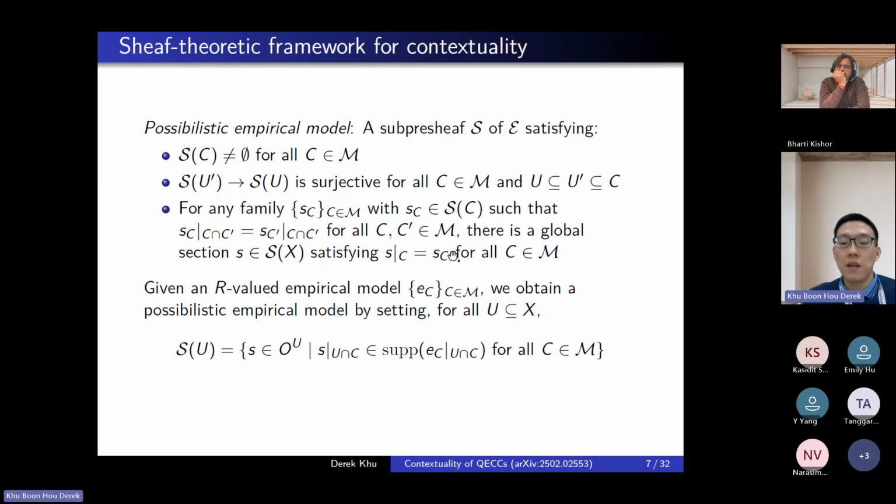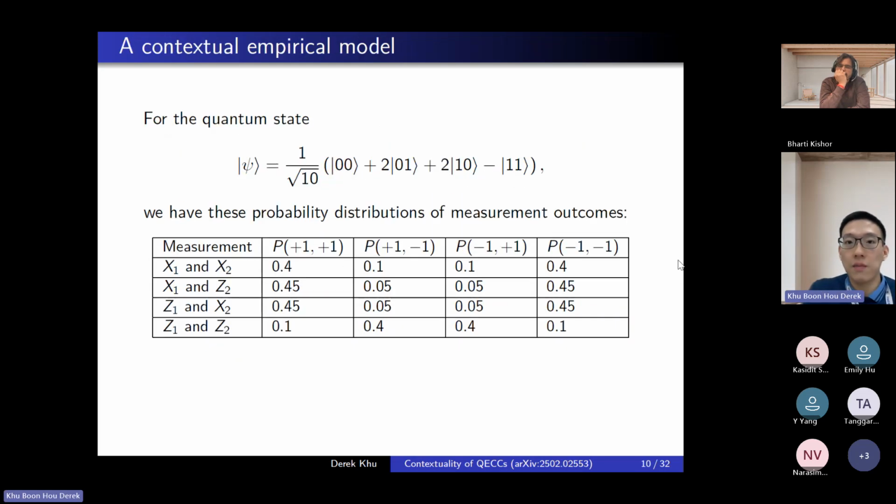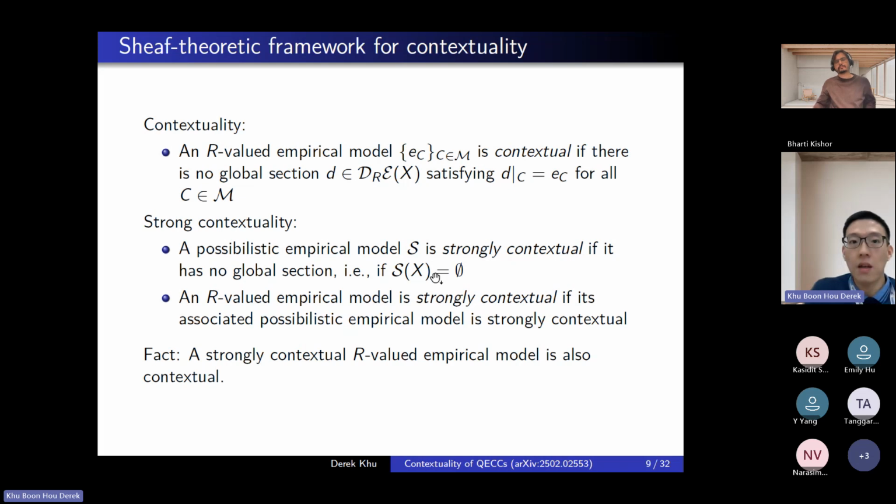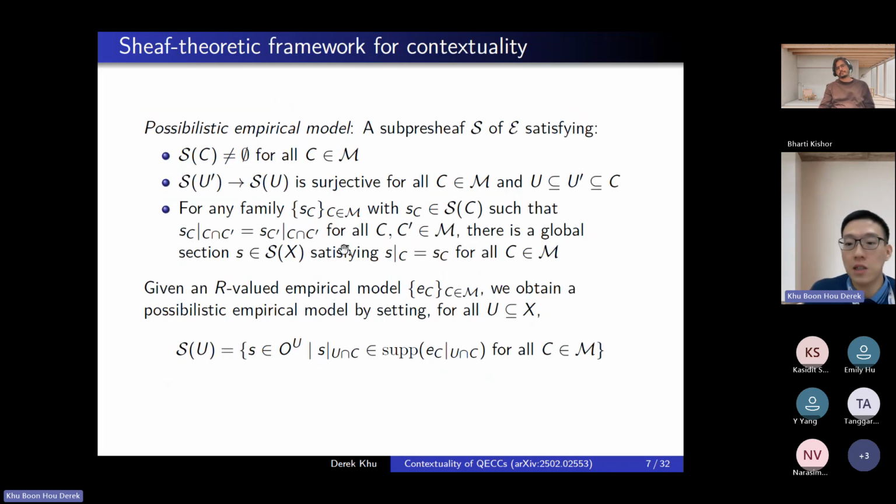So the condition that the set of global sections is empty is the same as saying that there's no way for us to consistently choose a family of sections. So basically none of this S of C agree consistently across all the C's. So we'll see an example later, and hopefully that should clarify things.